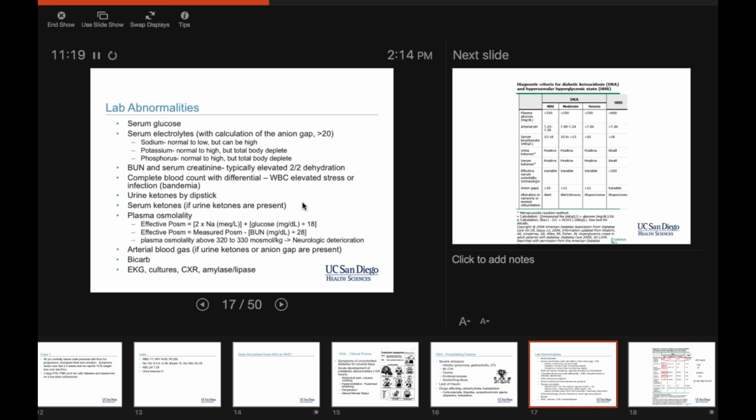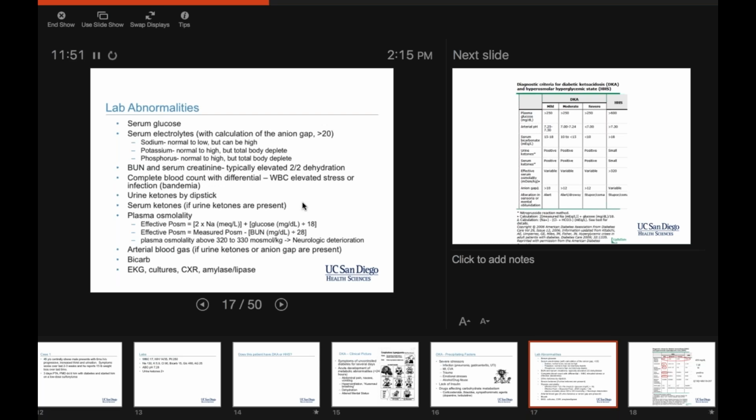It's pulling all that water into your blood, and it's lowering your sodium. Potassium, okay, with the acid, potassium is switching with the hydrogen, so potassium's going out, hydrogen's going in, so you get hyperkalemia. BUN creatinine are often elevated because there's severe dehydration. Okay, CBC can be elevated from the stress or the infection that precipitated the DKA.